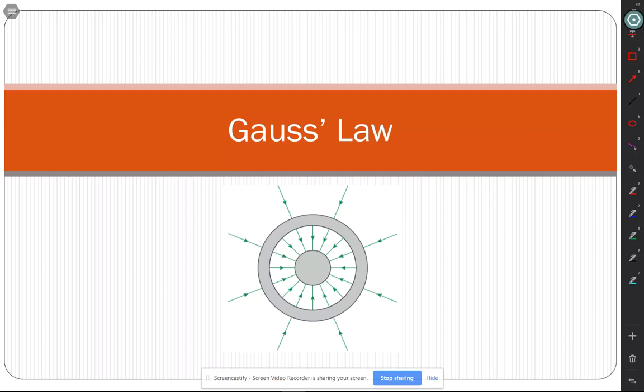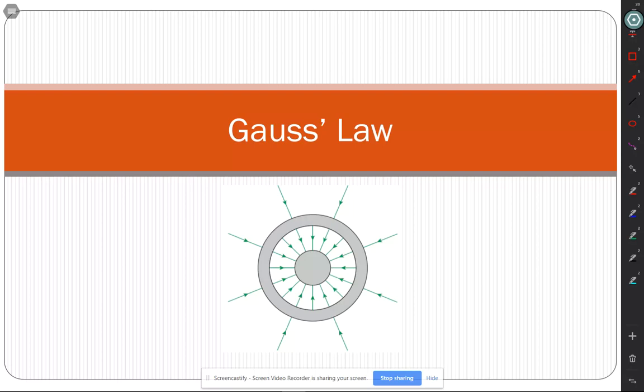Gauss's law is a law that actually fits something we've already learned. We learned that electric field lines come out of positive charge and go into negative charge. And the more positive charge you have, the more lines are going to come out, because you can have a stronger electric field. And so we've learned those rules, and Gauss's law is a calculation that allows you to find the electric field strength based on the electric field lines.